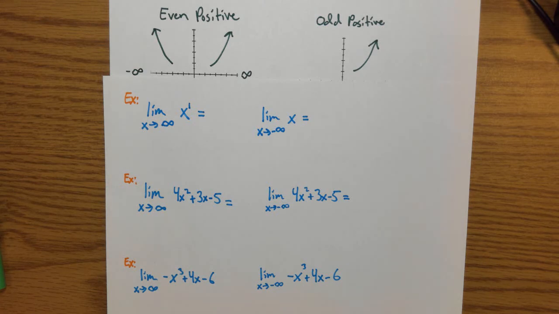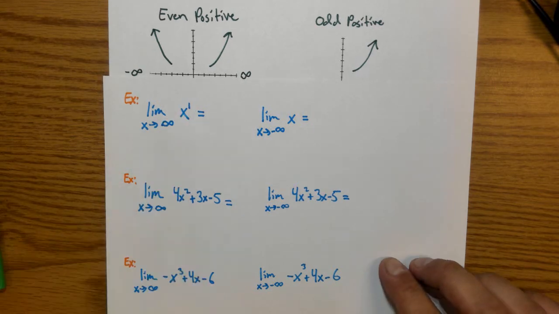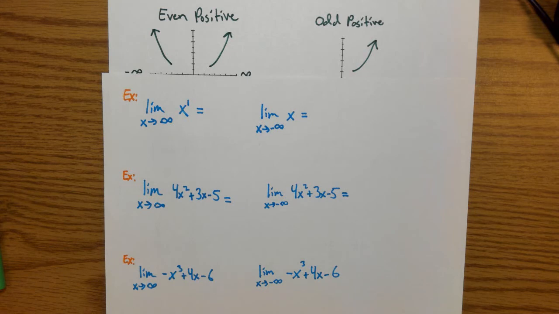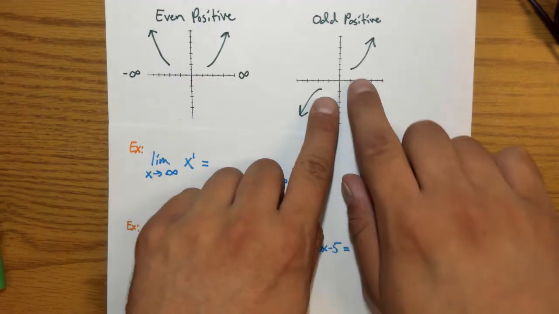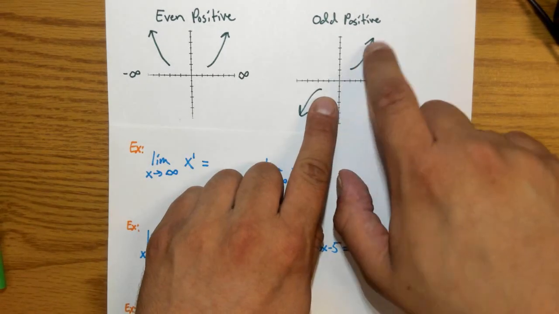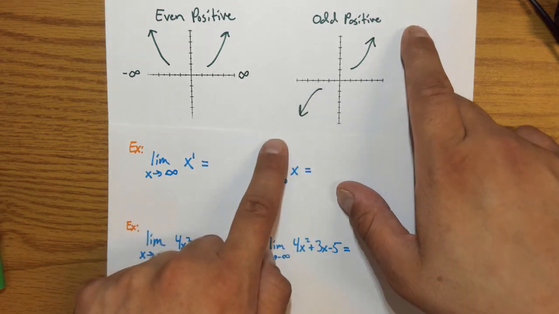So this is going to be an odd function because its degree is odd, and it's positive. It's non-negative. There's not a negative out front. So it's a positive odd. So we know the end behavior is going to be, as we go to the right, it's going to go up forever, and as we go to the left, it's going to go down forever.